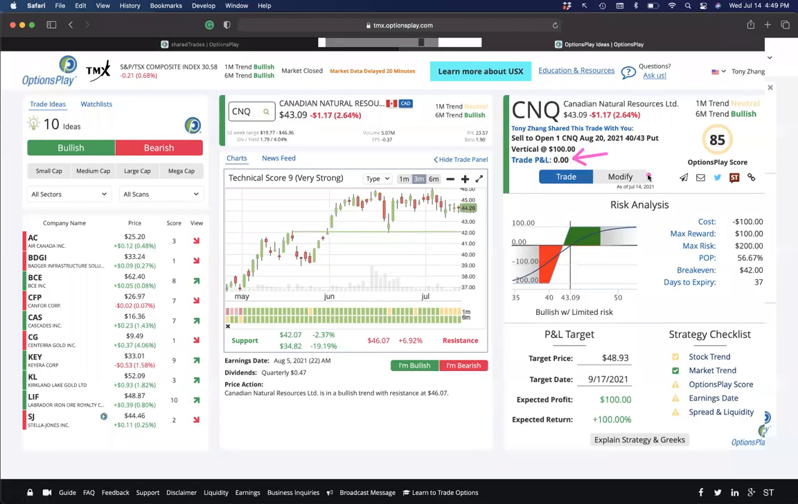But for those of you that want to track this over a period of time, you want to come back tomorrow, you want to come back a week from today, you want to see how this trade has performed, this is one way for you to just get started with trading without risking your real capital.